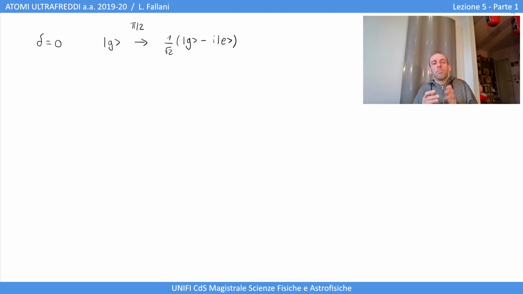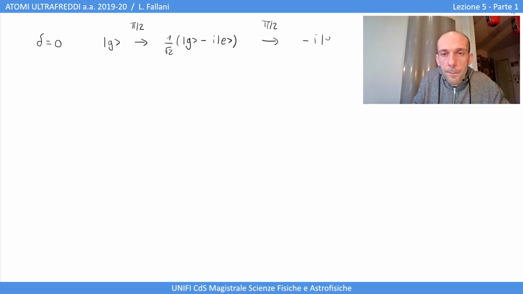Now, what you might expect is that the second pi-half will complete the effect of the first pi-half pulse, and this is true if delta is equal to 0, and so at the end you have your final state, that is the excited state, minus iE. And this is what we have studied previously. This is okay if you have zero detuning.